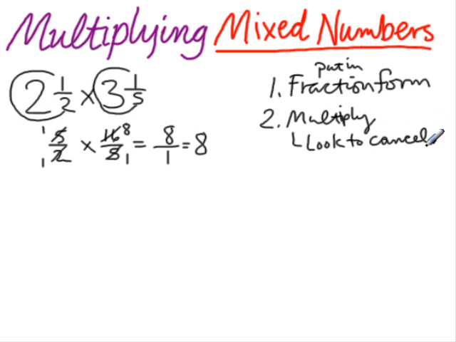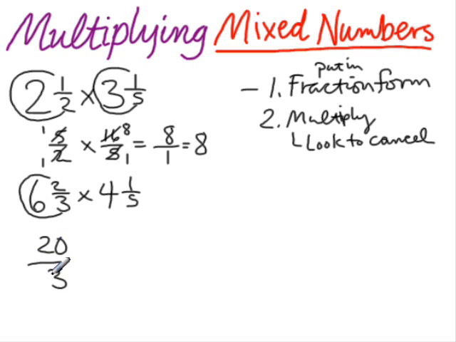Let's take another example. 6 and 2/3 times 4 and 1/5. Step 1, put them into fraction form. 3 times 6 is 18, plus 2 is 20. 20 over 3. 5 times 4 is 20, plus 1 is 21/5. Now, the second step is we're going to multiply, but we can always look to see if there are common factors. And we have a 20 and a 5.